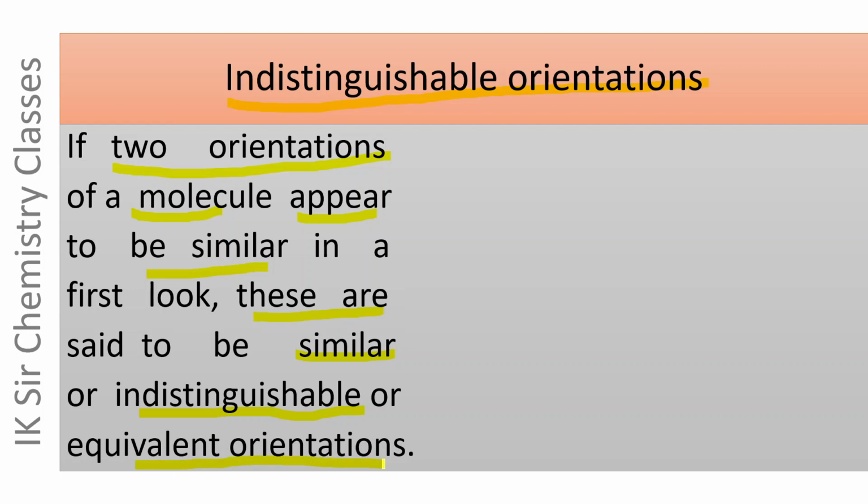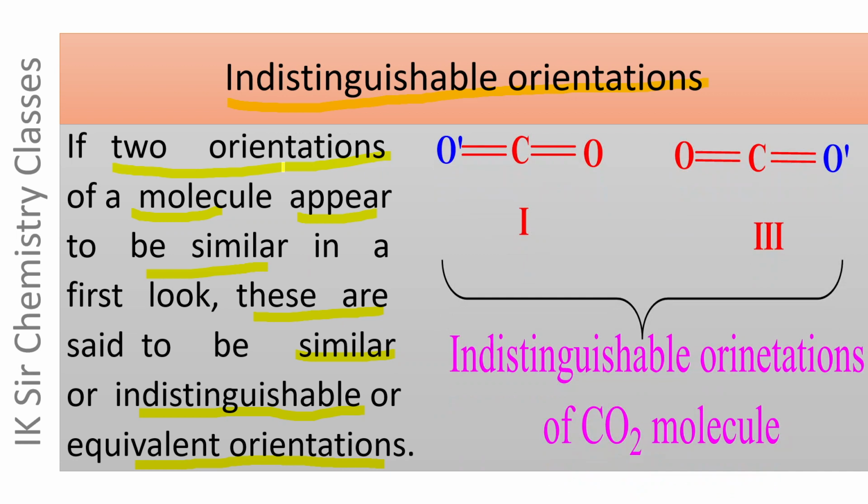Let us see it again. If two orientations of a molecule appear to be similar in a first look, these are said to be similar or indistinguishable or equivalent orientations. Let us illustrate it taking the example of CO2 molecule.